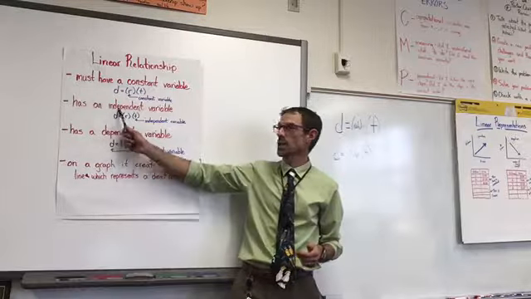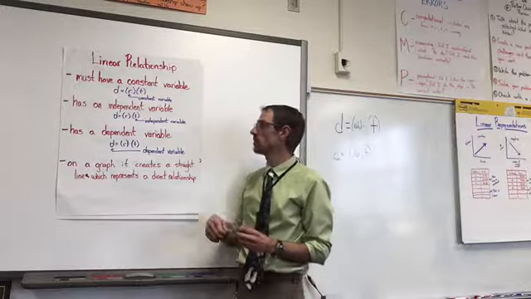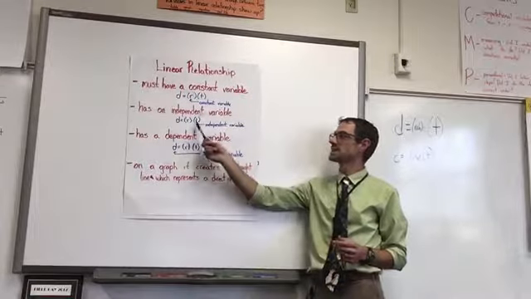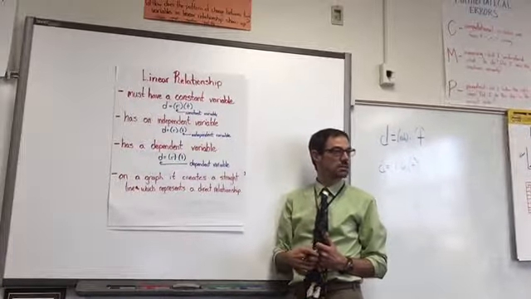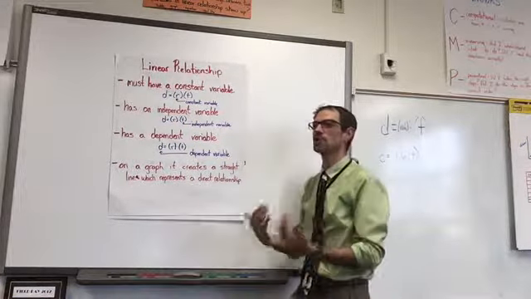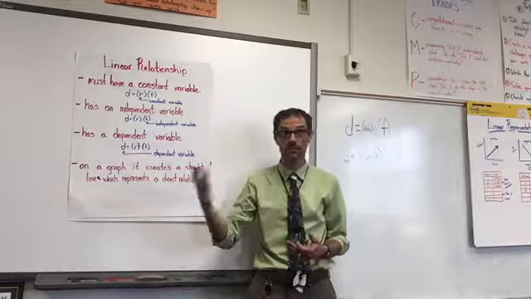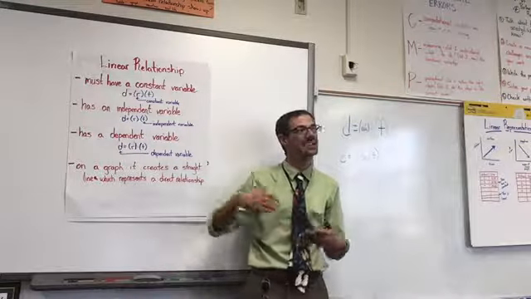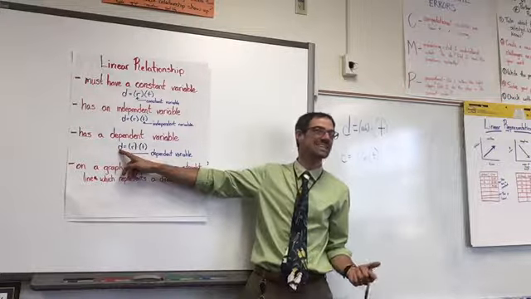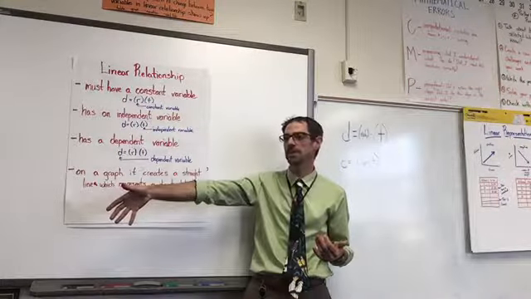A linear relationship will also have what we call an independent variable. That independent variable in distance equals rate times time is our time. The reason they call it an independent variable is because as that independent variable changes, which it can, I can walk for 10 minutes, I can walk for 20 minutes, I can walk for 15 minutes, it affects my dependent variable, which is my distance. My distance is 100% dependent upon my time that I spend walking.